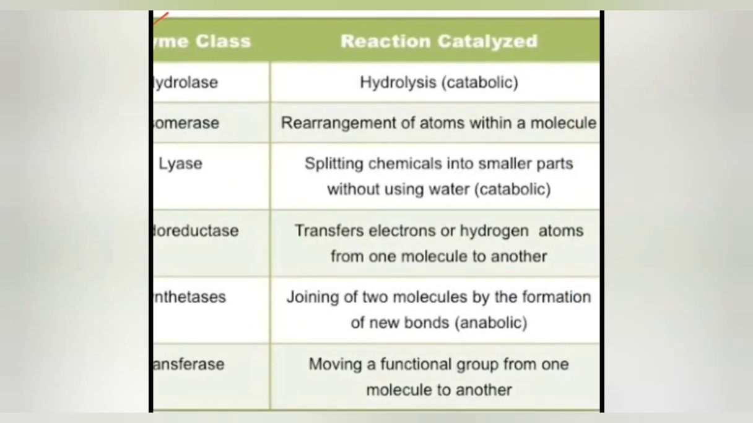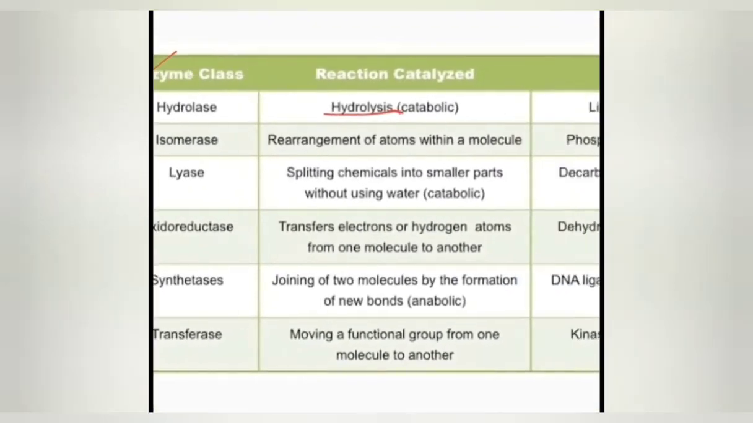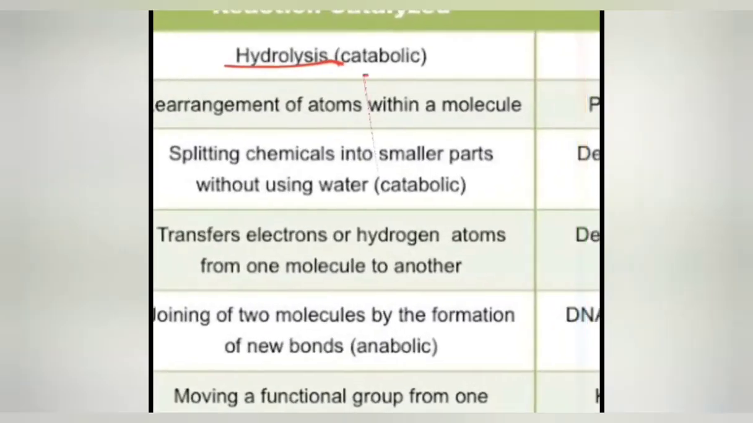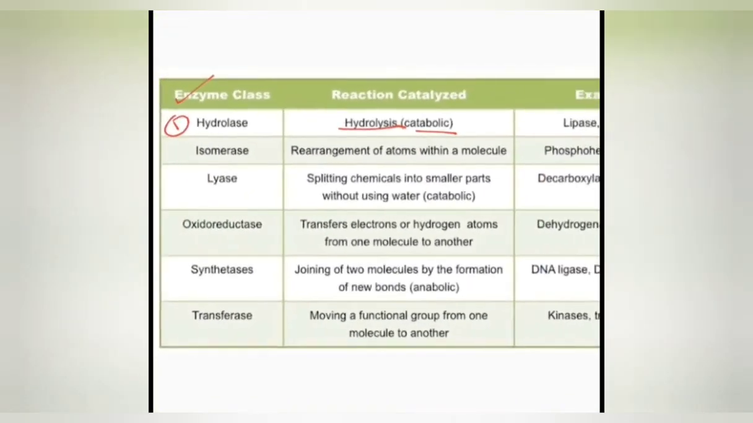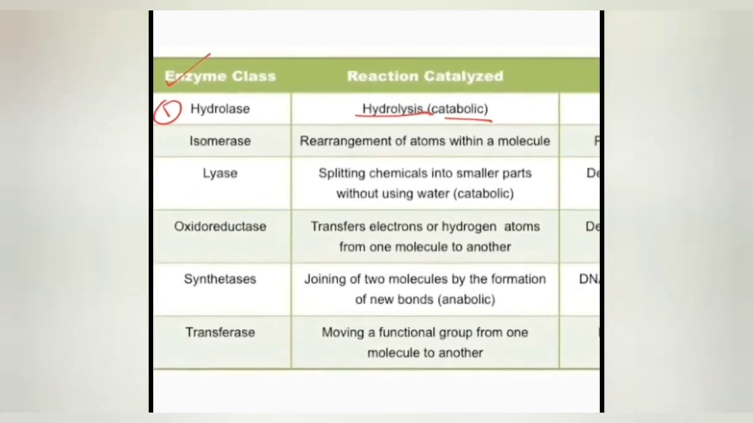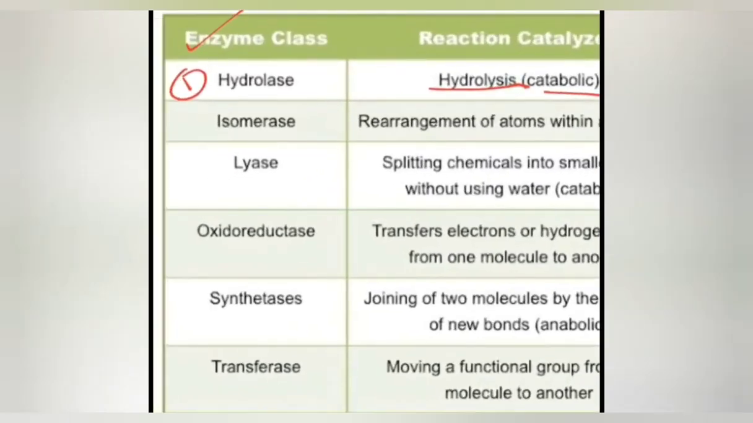So here you can see it is written that hydrolysis. So what is the meaning of hydrolysis? Hydro means water and lysis means breakdown. So when there is any breakdown involved due to the addition of water molecules, catabolic, as you know, the meaning of catabolic is breakdown. So the breakdown of any substance due to the addition of water molecules is known as hydrolysis, and this is done by enzymes which are known as hydrolase.